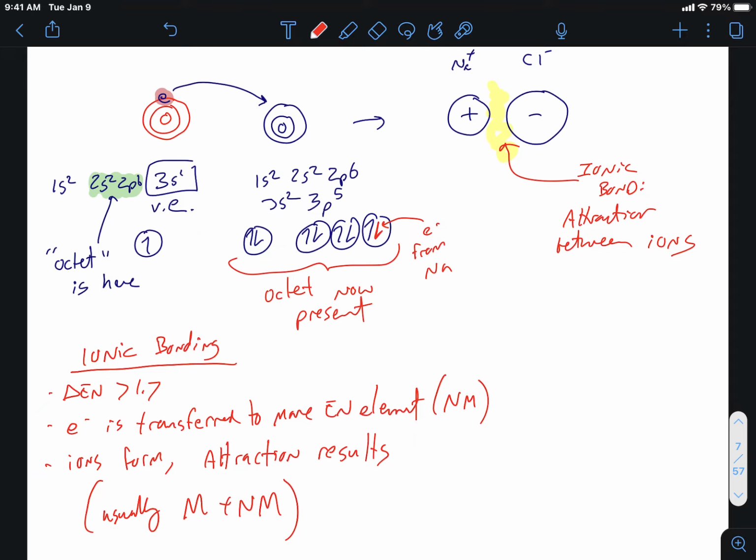Okay, so are you guys clear on the concept of the octet rule? All atoms would like to have the same number of valence electrons as a noble gas. Some atoms give away electrons, like metals. Some atoms take electrons, like nonmetals. Let me give you another example.